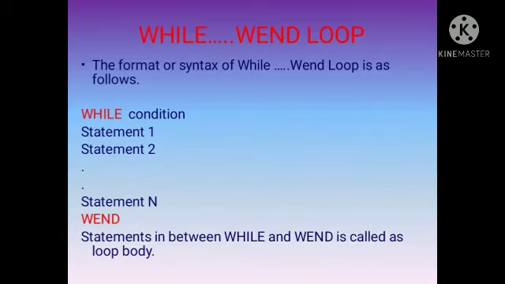Now we are going to see While End loop. The format or syntax of While End loop is as follows. We have to write While, then we have to specify the condition, then whatever we want to display we have to write after that condition, and at last we have to write End, means W End, it means While End. Whatever statements we write in between While and End are called the loop body.